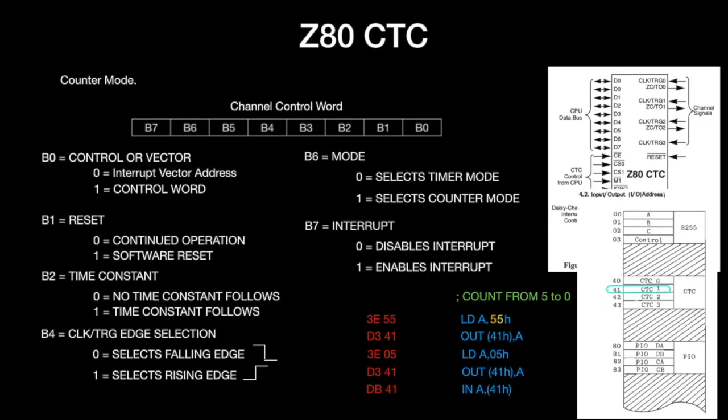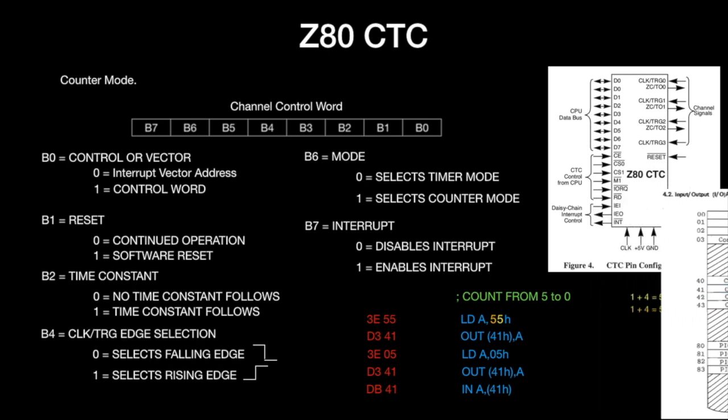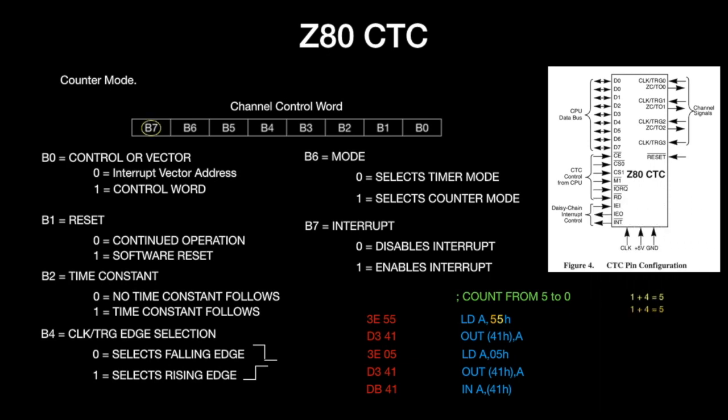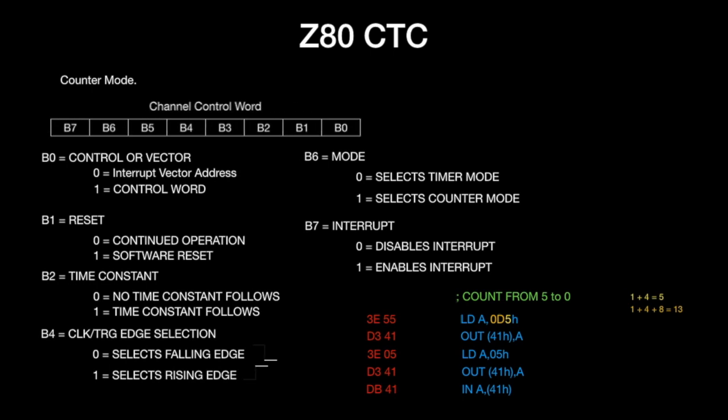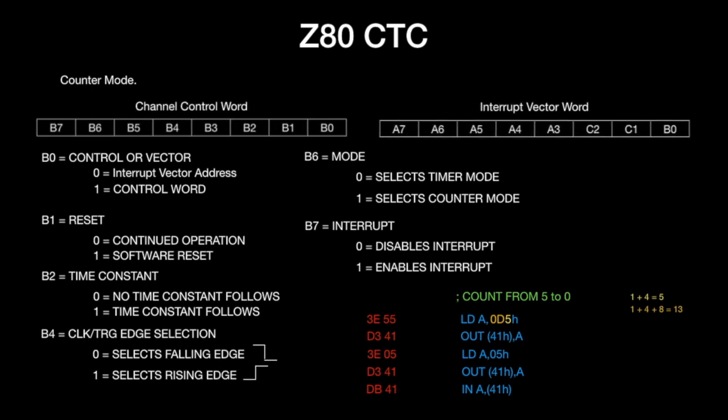The next thing I want to test is the interrupt. So B7, we have to add the value of 8 to the upper 4 bits. That's 13. In hexadecimal it's D. And we have to specify our interrupt vector address. So let's start with bit 0. Bit 0 should always be 0 for an interrupt vector address. That's easy. So it's always 0.